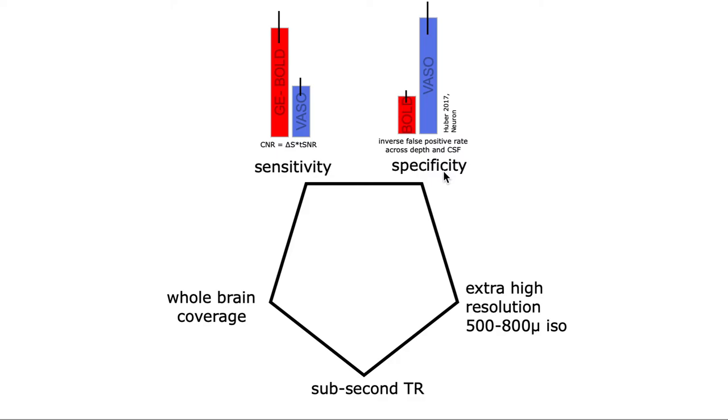And the best sensitivity in the world is useless if you don't know where the signal is coming from. And as many people previously in the literature have shown, specifically Kamil Uludağ, most of the sensitivity in gradient echo BOLD is actually sensitivity that we don't want to have. 90% or so are coming from the extravascular BOLD of large vessels, and only 10% are actually locally specific signal changes.